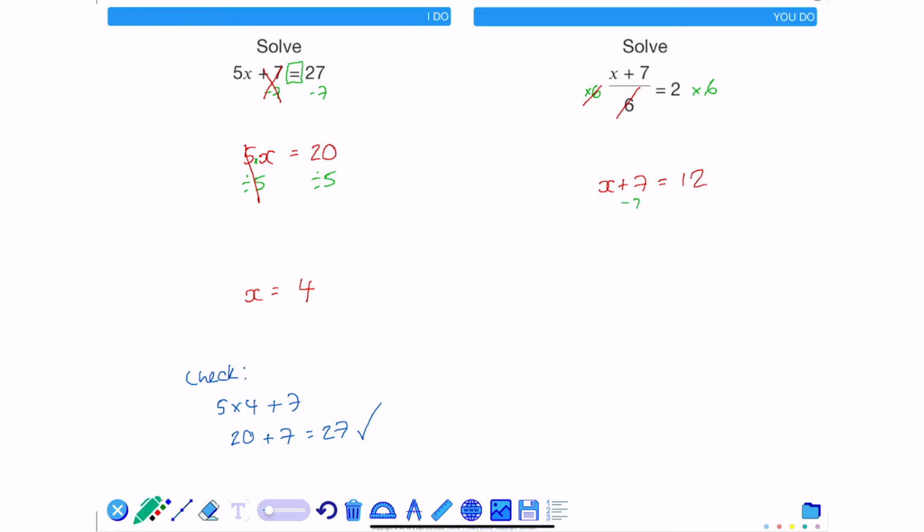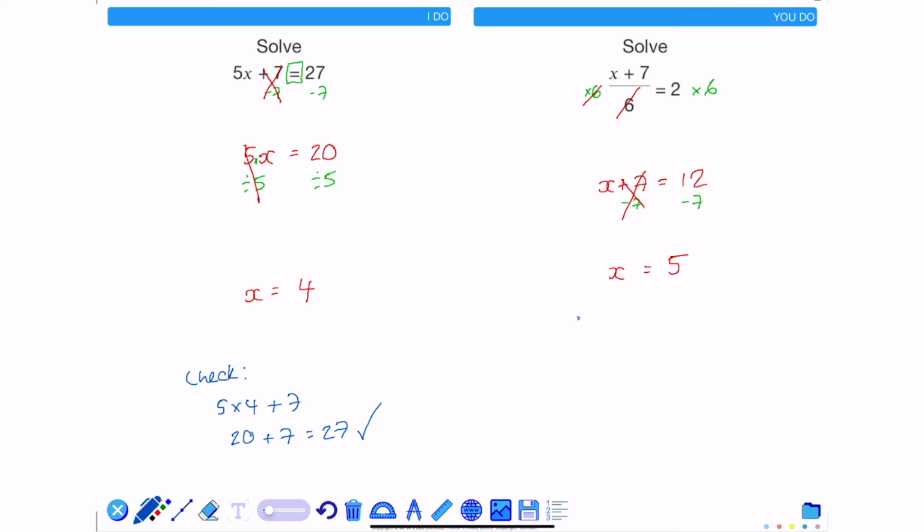Removing the 7 by taking away 7, because it's the inverse of add 7, and take away 7 from 12, will give me 7 take away 7 is 0, so x is equal to 12 take away 7 is 5. This is the answer to the question.